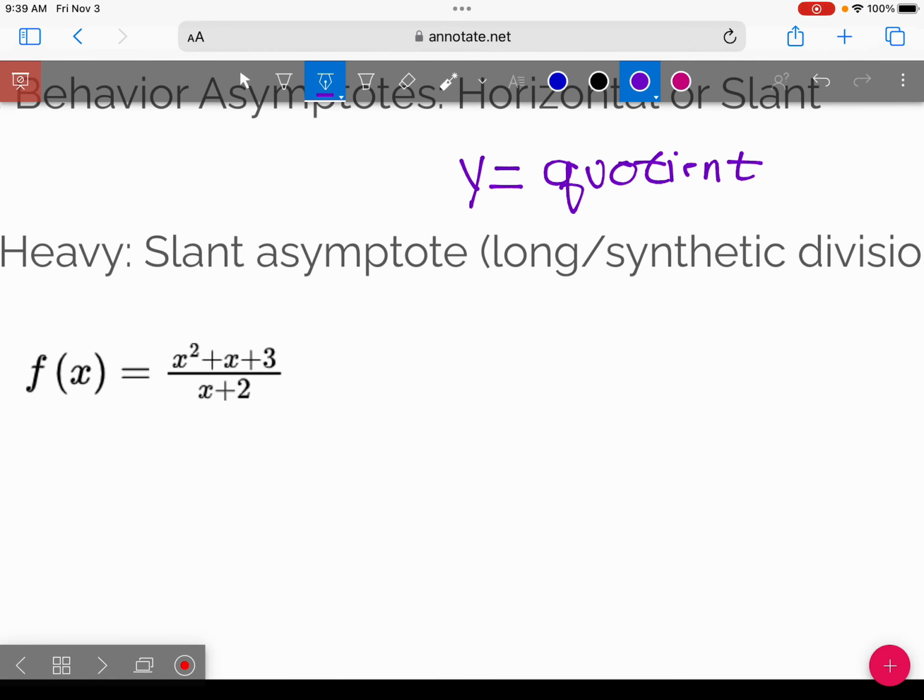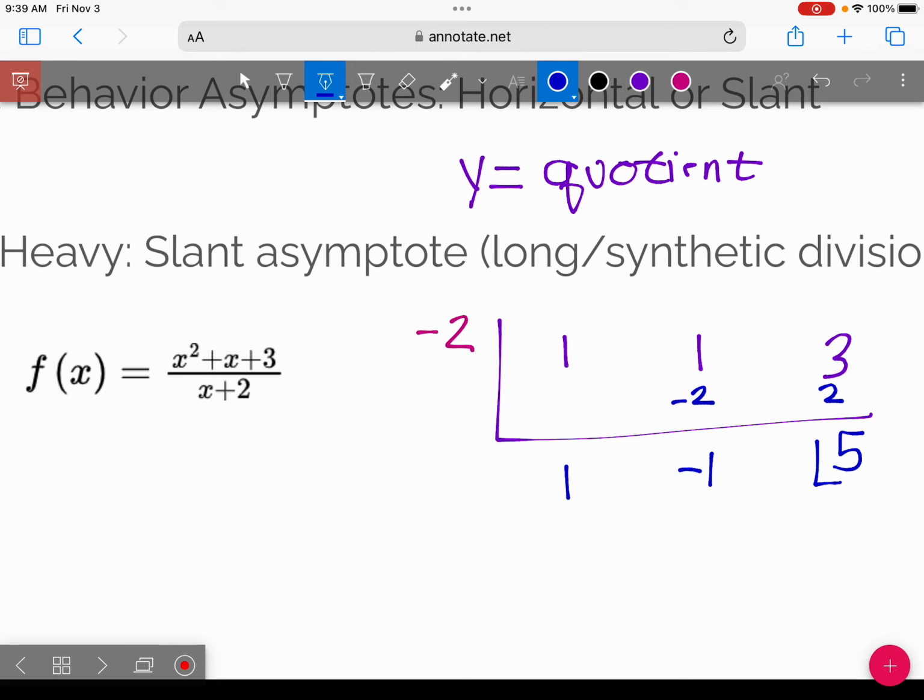So I'm going to write my coefficients for my numerator. 1, 1, and 3. -2. Good catch. That was my next question. So we drop the 1. -2. What do we get underneath that? -1. +2. What's our remainder? 5. We don't actually need the remainder, but I don't like leaving things half done.